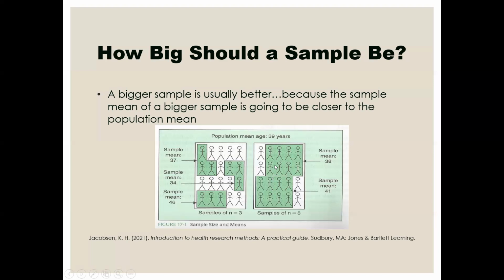When we have 2 groups here, they're 8. With a larger sample size of 8, here the sample mean is 38. Here the sample mean is 41. And we can see that the larger the group, the sample mean tends to more approximate or be close to the population mean. These means are smaller, these means are closer. So it's a rule of thumb.